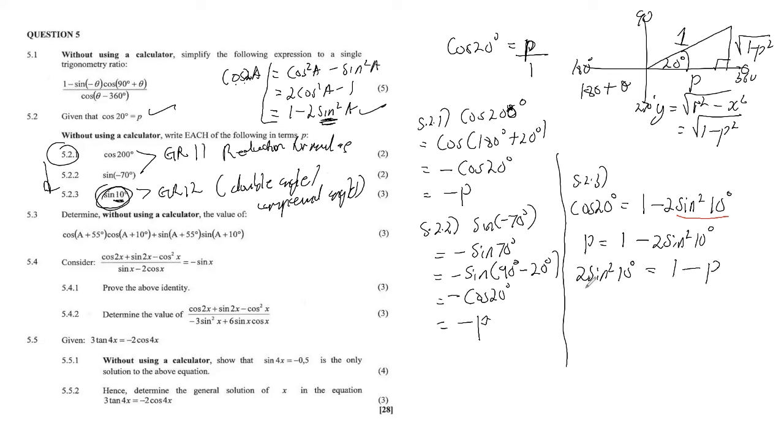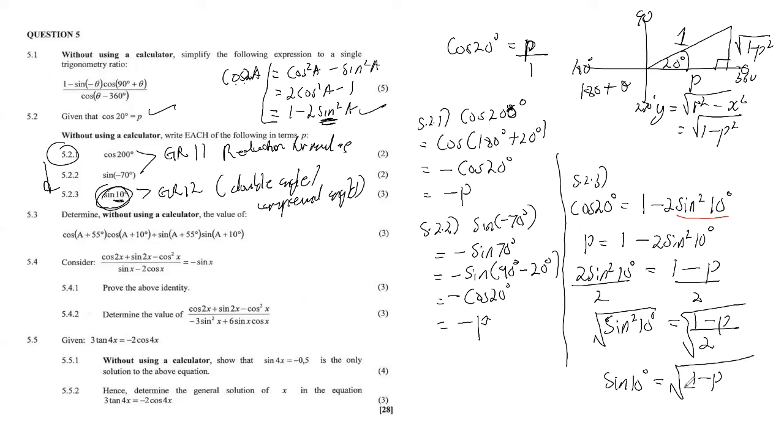Now, to further calculate here, I can just divide both sides by 2, because remember, I'm looking for the sine here to be the subject of the formula. Now, I have sine squared 10 degrees equals 1 minus p over 2. But then remember, I'm not looking for sine squared, I'm looking for sine 10, right? So I can just take the square root of both sides like this. And then the sine 10 degrees will equal the square root of 1 minus p over 2. And that becomes your solution.